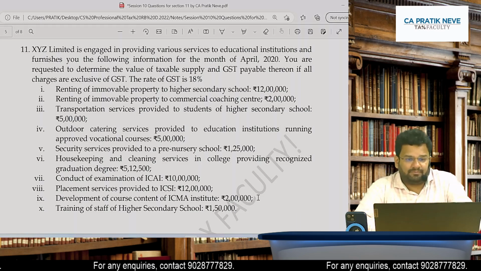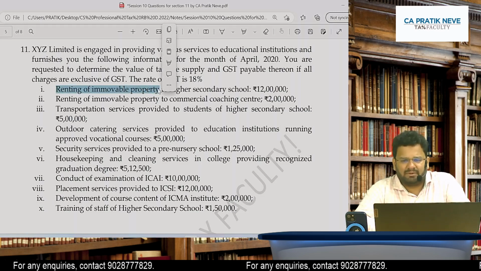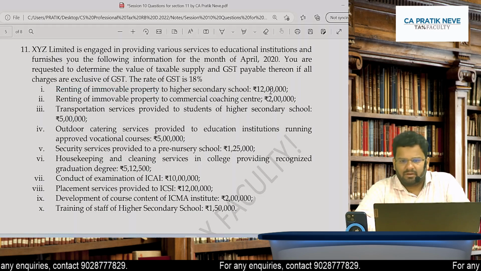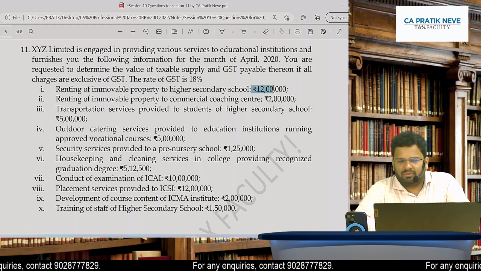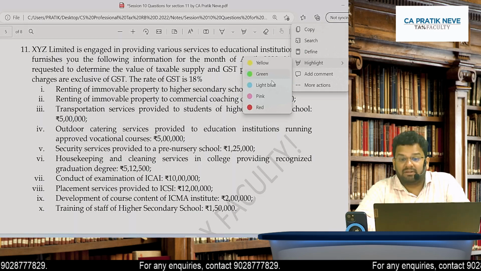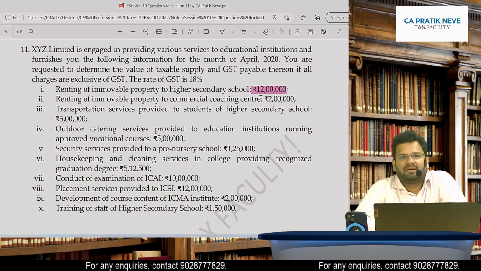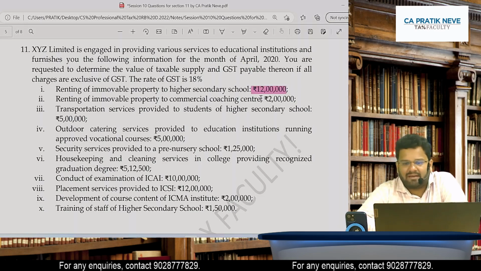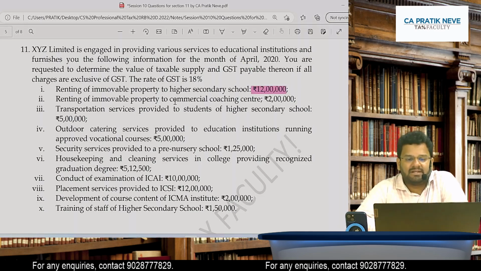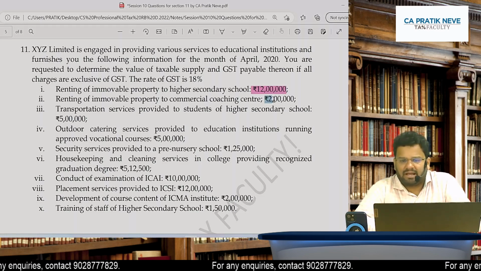First is renting of immovable property. What will happen with this? It is taxable. Very good. Simple thing you have to answer is whether it's covered in any of those 5 services. If the answer for that is no, then directly tax it. Renting of immovable property to commercial coaching center, taxable. Very good.